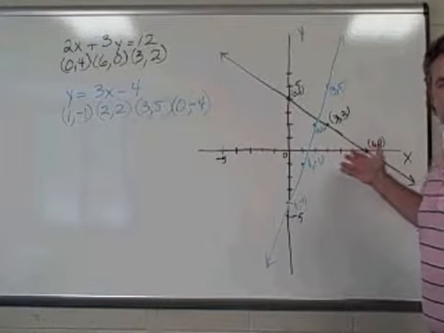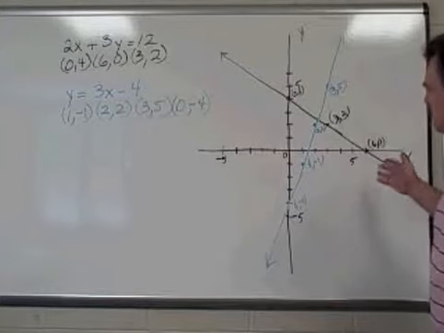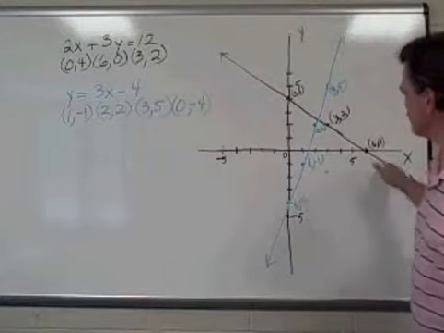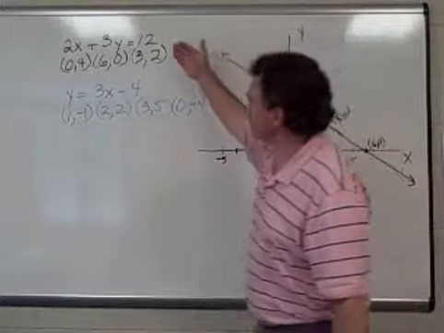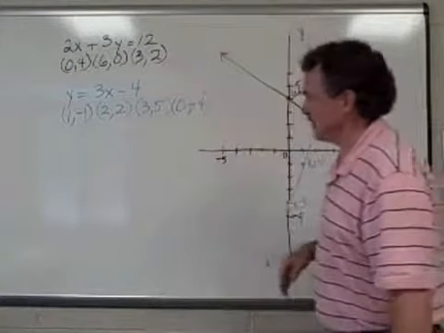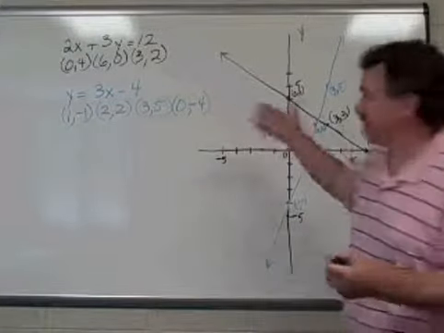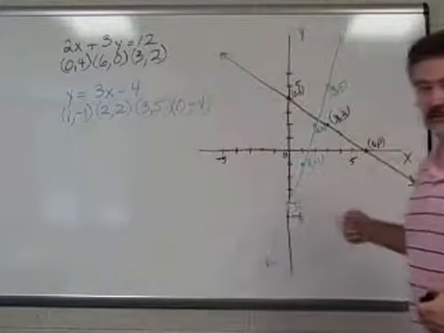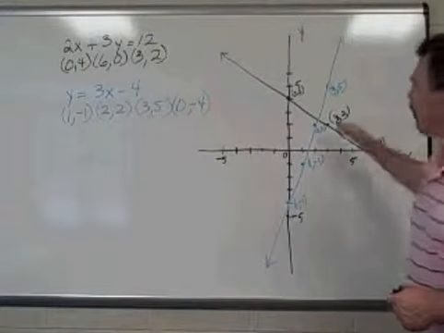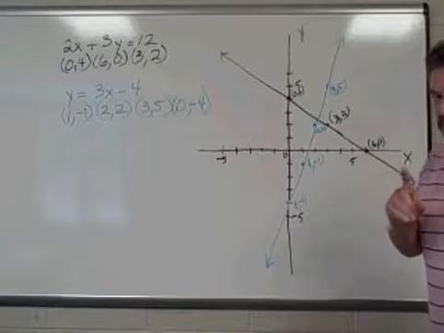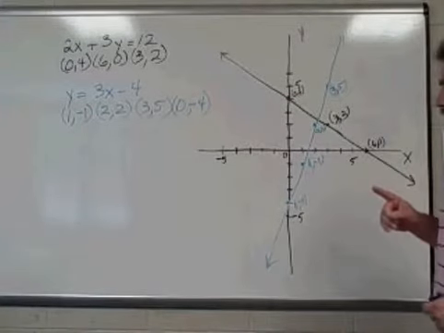I want to introduce some other concepts to you related to the pictorial representation of the solutions of linear equations in two variables. The pictorial representation, the graph of the solution set of a linear equation in two variables, always creates a straight line. That's an interesting and important thing to remember.